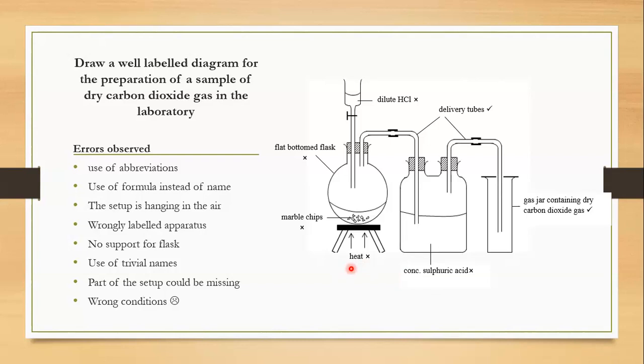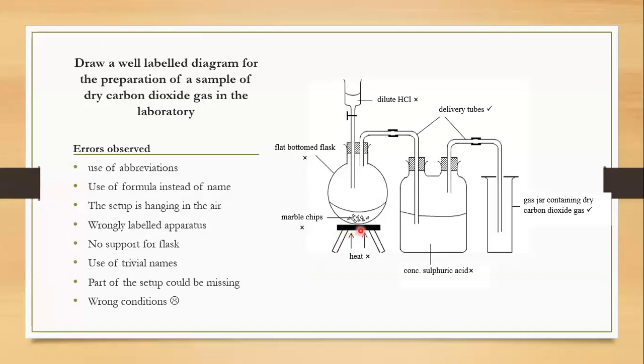Then in this preparation, the student is giving us wrong conditions. They are heating the mixture. I know this will simply just make the reaction go faster, but we know that this reaction can proceed at room temperature. So that was not necessary. Then the setup is hanging in space. It's not sitting on any base. You have to draw a line to show these things sitting on a base.